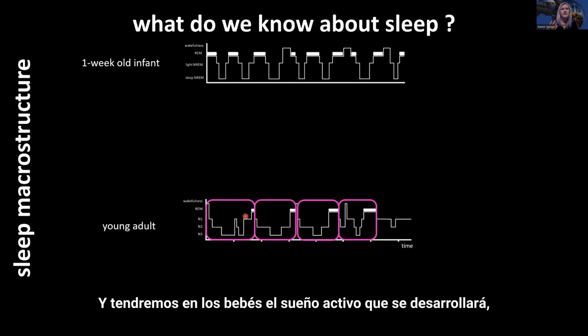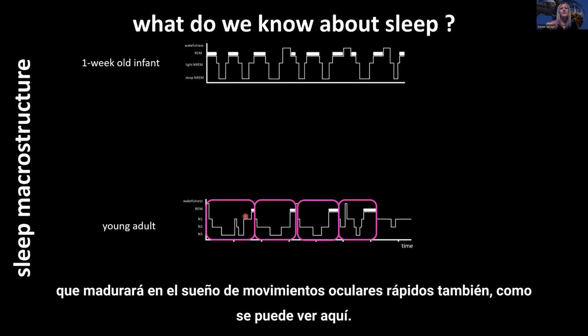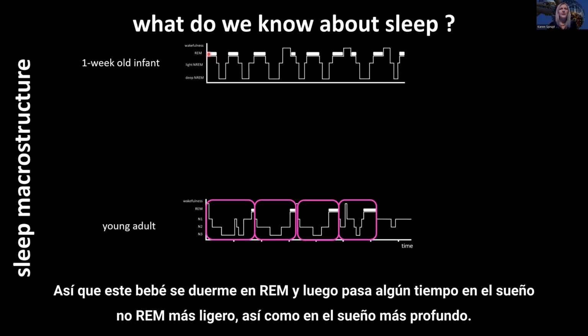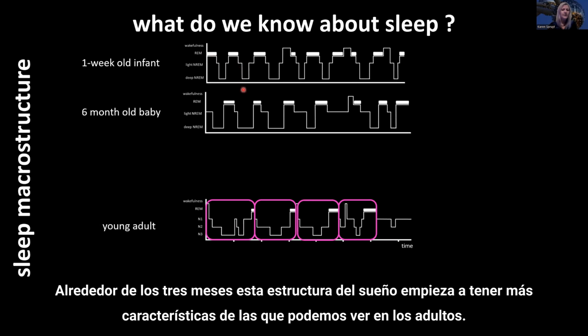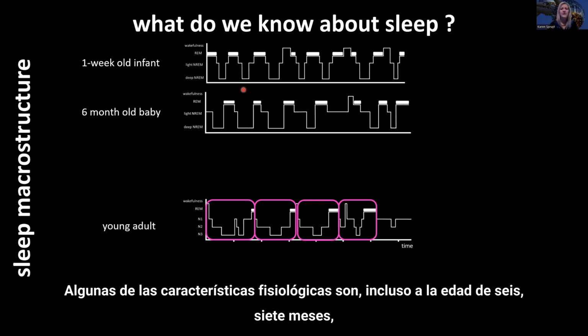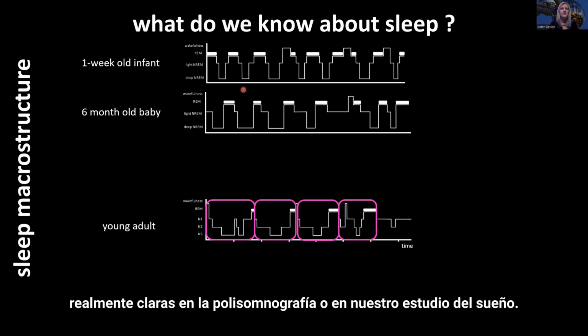And as a baby, we will have active sleep, which will mature into the rapid eye movement sleep. And also, as you can see here, this baby falls asleep in REM and then spends some time in the lighter non-REM sleep, as well as in the deeper sleep. Around 3 months, this sleep structure starts to have more of the characteristics as we can see in adults. And some of the physiological characteristics are even at the age of 6, 7 months really clear on the polysomnography, or our sleep study.